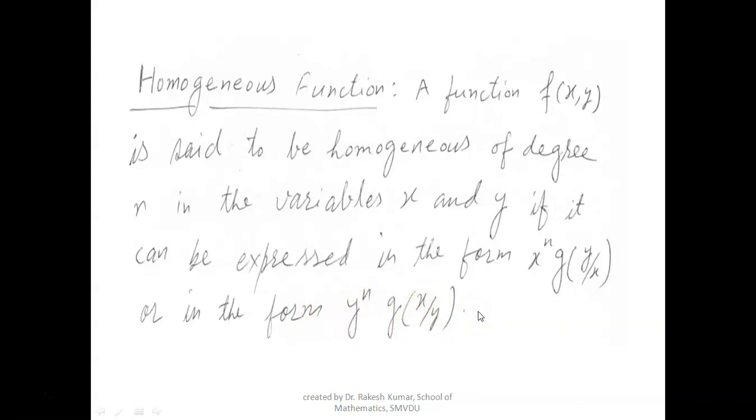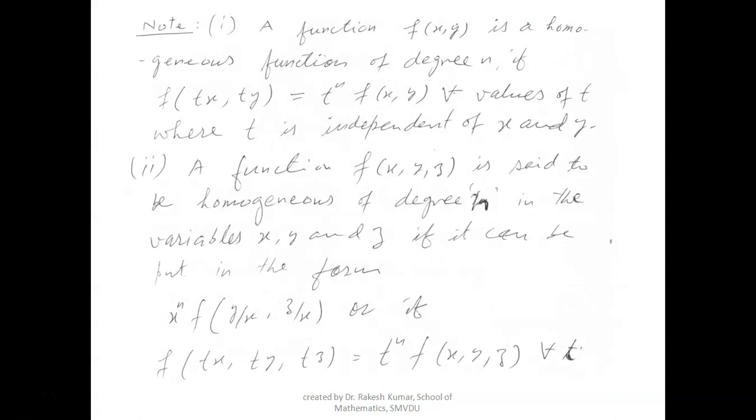In homogeneous functions each term is of the same degree. There are certain remarks. One: a function f(x, y) is a homogeneous function of degree n if f(tx, ty) equals t raised to power n f(x, y) for all values of t, where t is independent of x and y.